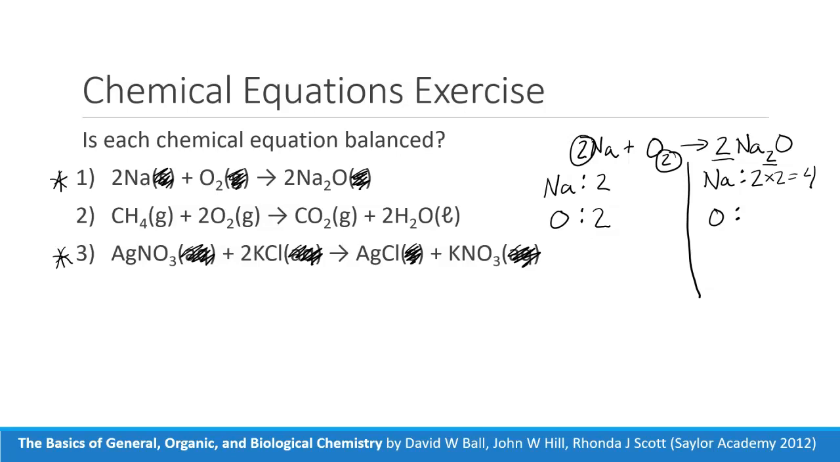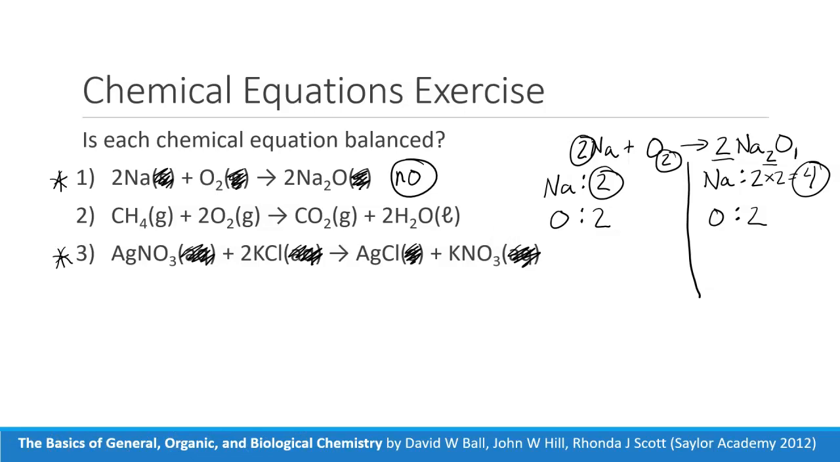And then for the oxygen, there is no subscript shown. So again, when there's no subscript, that's assumed to be a 1, and 2 times 1 is 2 oxygen atoms. But we can already tell from the sodium that there's 2 sodiums on the reactant side and there's 4 on the product side. So number 1 would be no. That equation is not balanced.